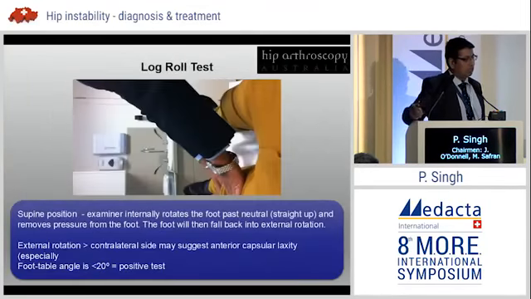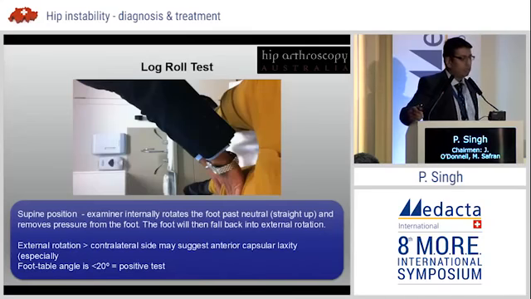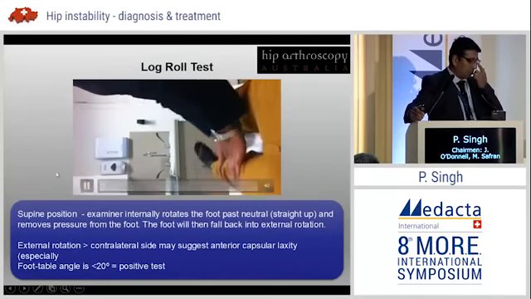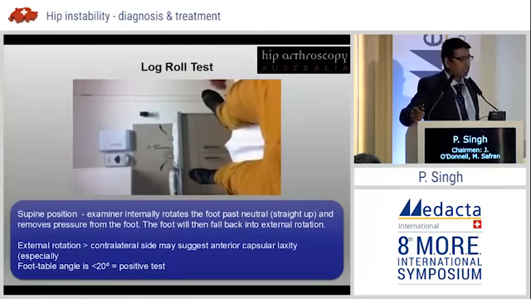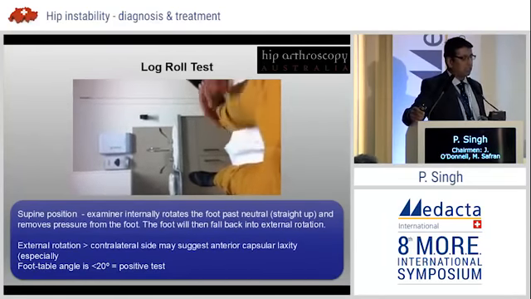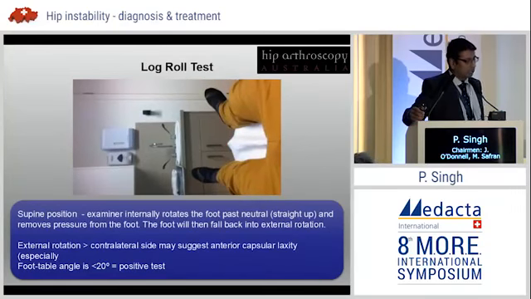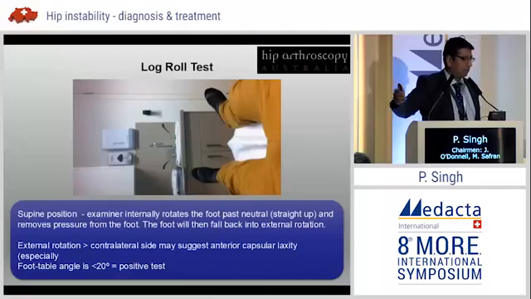The log roll test. Can you play the video please? Lie the patient supine, roll the legs, and look for the elastic recoil. In the presence of capsular injury or capsular laxity, you lose this recoil, and if the angle is less than 20 degrees, this would be deemed a positive test.